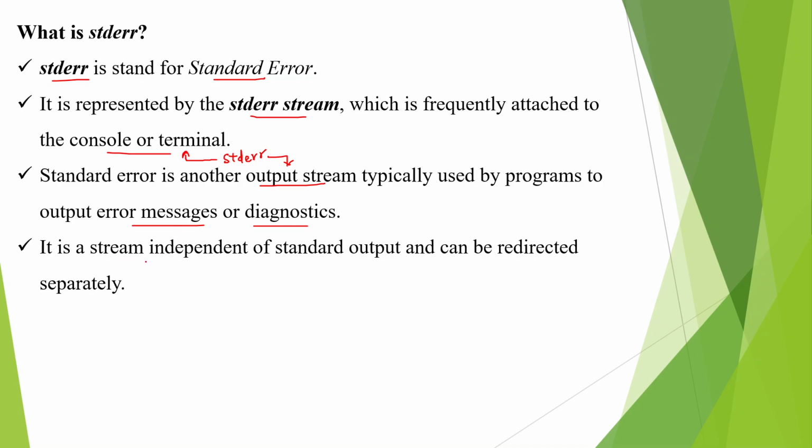It is a stream, your standard error stream, a stream independent of your standard output, and it can be redirected separately. That's the reason we have a separate pointer, a separate reference for it, in order to send the messages to the output console independently of standard output. We need not depend on standard out in order to send the error messages onto the output screen. Do remember it that way.